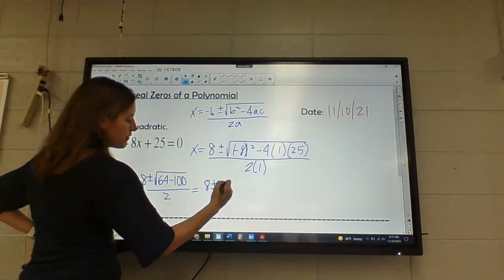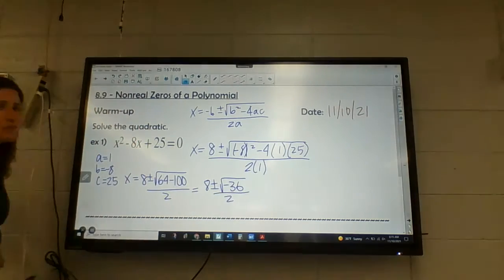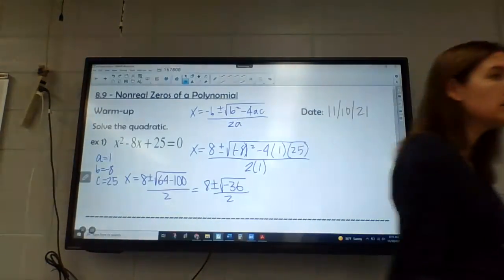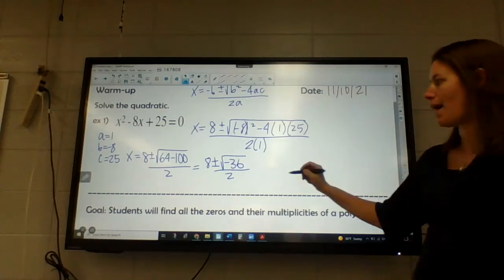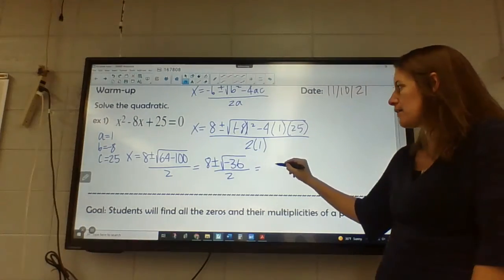This one even works out nicely because it is a perfect square. Sometimes these numbers are just like the square root of negative 7. There are times it's just going to be kind of awful and you leave it with a square root, and that's okay. This one works out nicely in terms of imaginary numbers because the square root of negative 36 is going to be 6i.